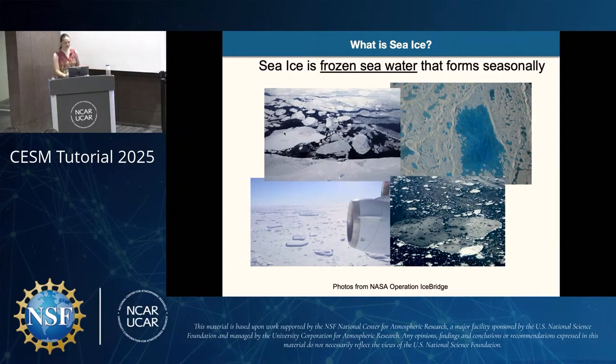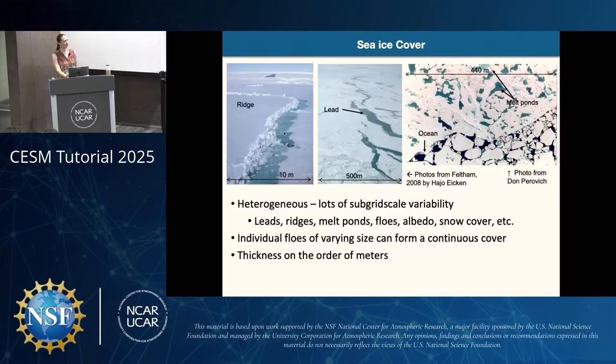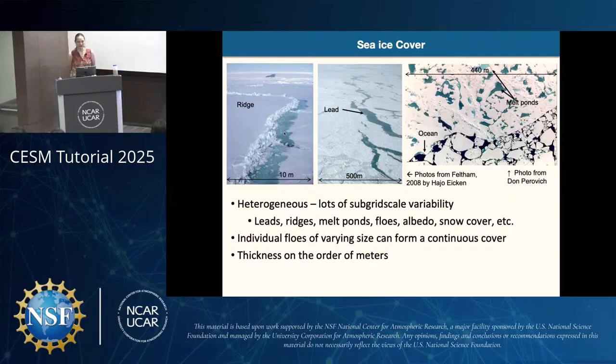So these are all pictures of sea ice that you might see if you were flying over it. And one of the big points that I think these show is that sea ice is really, really heterogeneous. So there's a lot of sub-grid scale variability at the grid scales that we use in CESM, and almost any grid scale you would use in a climate model.